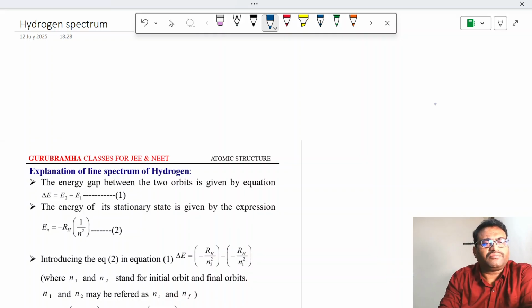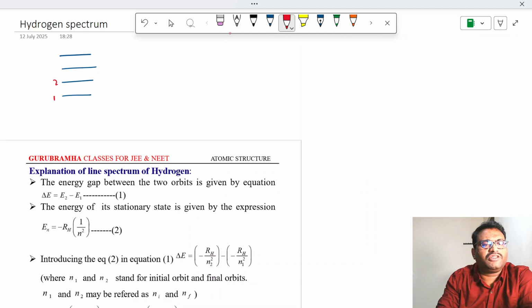First of all, from the Niels Bohr atomic model, we have studied that when an electron undergoes transition between any two energy states, let us take these two as energy states. For example, this is the lower energy state and one is the higher energy state, whatever it is. For example, this is the initial state, this is the final. Considering this as 2 and this as 1.